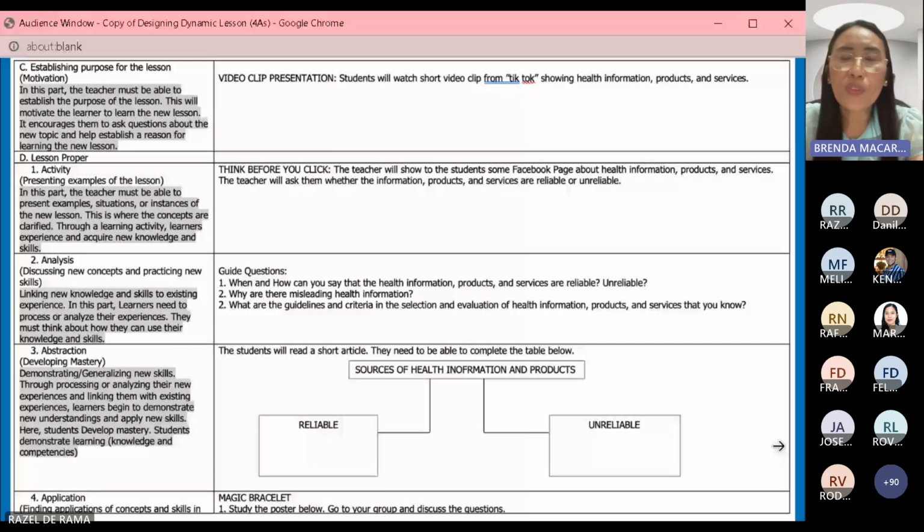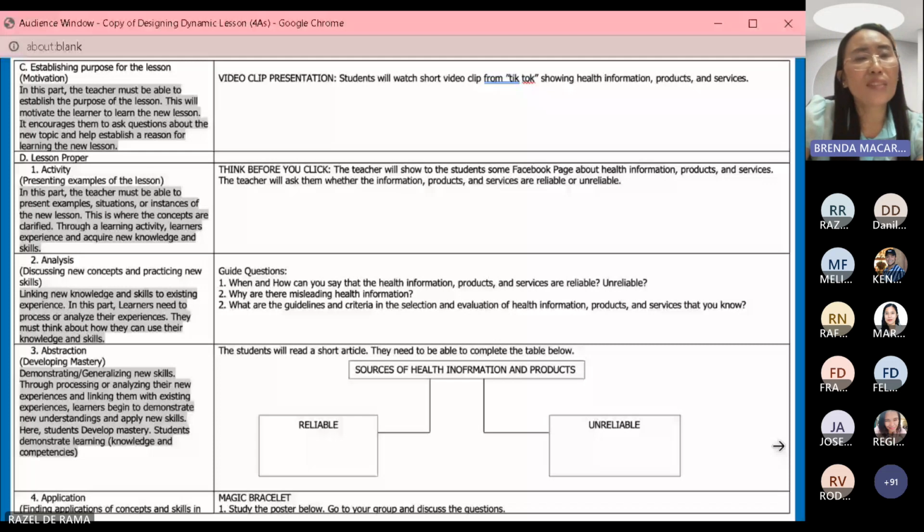So, ano yung activity na nilagay ko dito? The students will read a short article. So, magbibigay ng short article si teacher. So, they need to be able to complete the table below after reading the short article. So, here, students can demonstrate their understanding. So, gaano ba nila talaga naintindihan? Okay? Yung concept. Okay? And the skills in analyzing the health information, products, and services. So, ayan yung table. So, sources of health information and products, reliable, unreliable, okay?